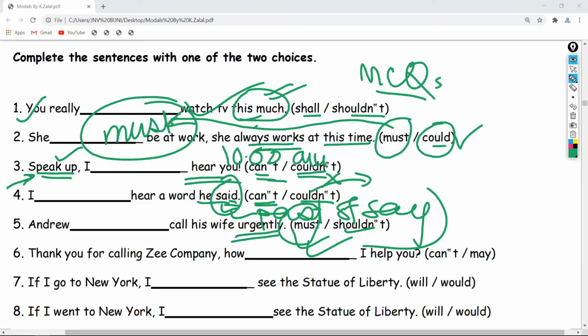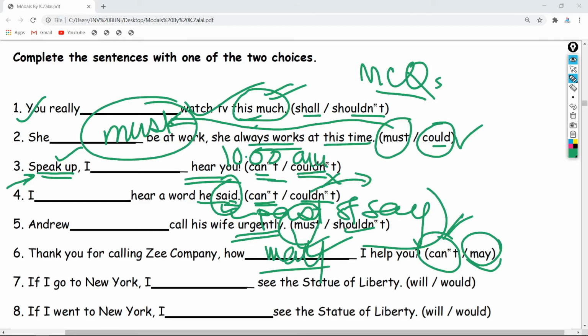Thank you for calling G company. How cannot or may I help you? So you are in the help desk, and somebody is calling your G company, and normally you are telling in a polite manner, how can I help you, or how may I help you, may I help you. So these are the modals that are used in order to make the interrogative in a polite manner, and there is no question of using the not here with can. That means cannot will be wrong.